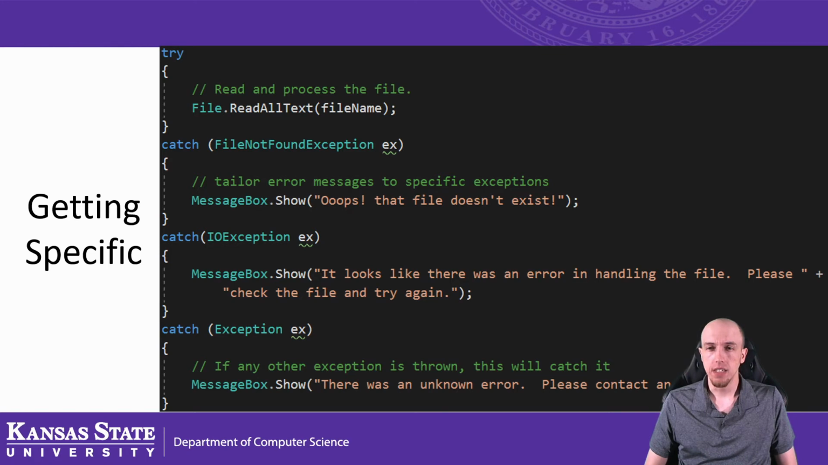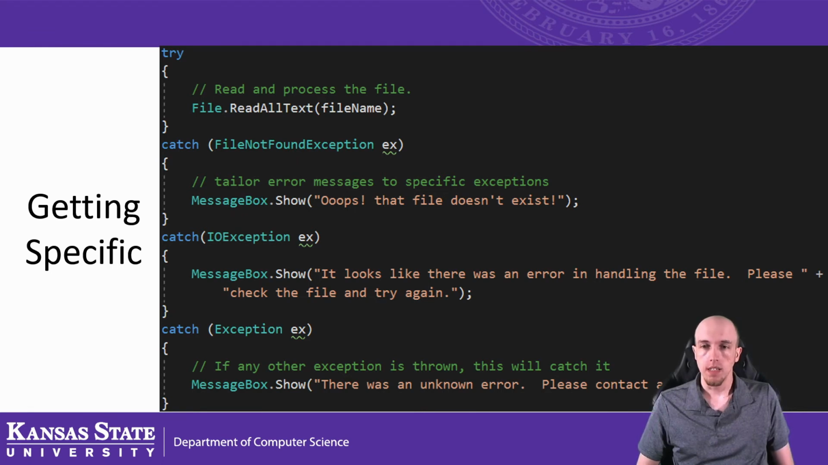These additional catches must be in order of generality from most specific to least specific. All exceptions are child classes or inherit from the exception class, which is the most generic form of exception that we can have. But in this way, we can provide a better experience for users and still handle errors that we don't expect to happen.